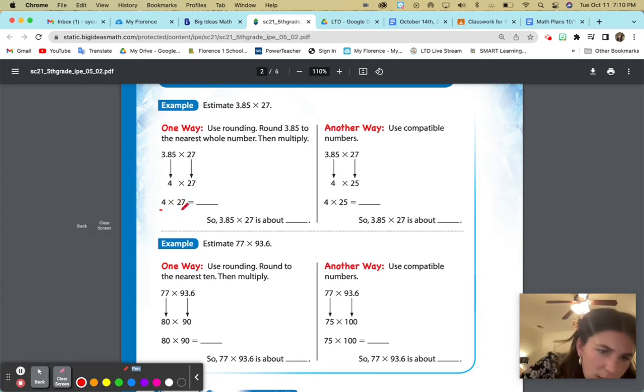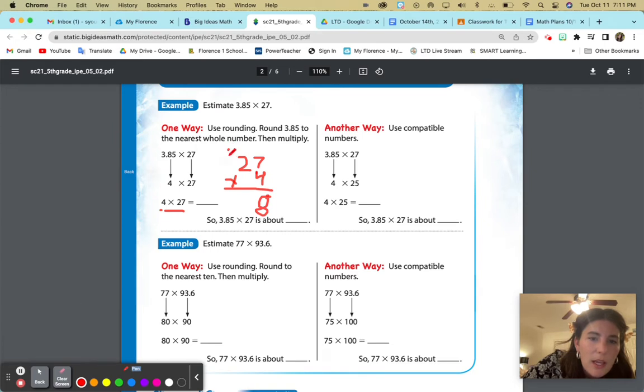So, friends, can I do this easy peasy multiplication? Absolutely. I can go to the side and I can say, okay, 27 times 4 is roughly, going to be, well, 7 times 4 gives me 28. Okay. 2 times 4 gives me 8, but plus the 2, I'm going to get 10. So, friends, can I say that 3 and 85 hundredths times 27 is about 108?